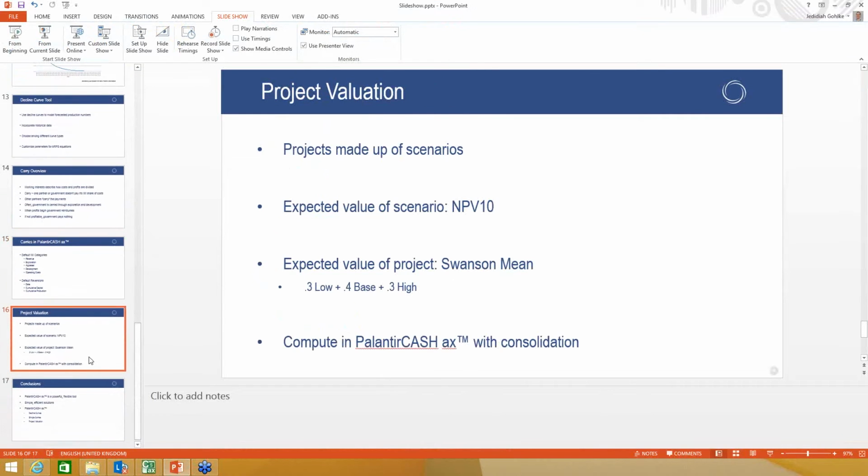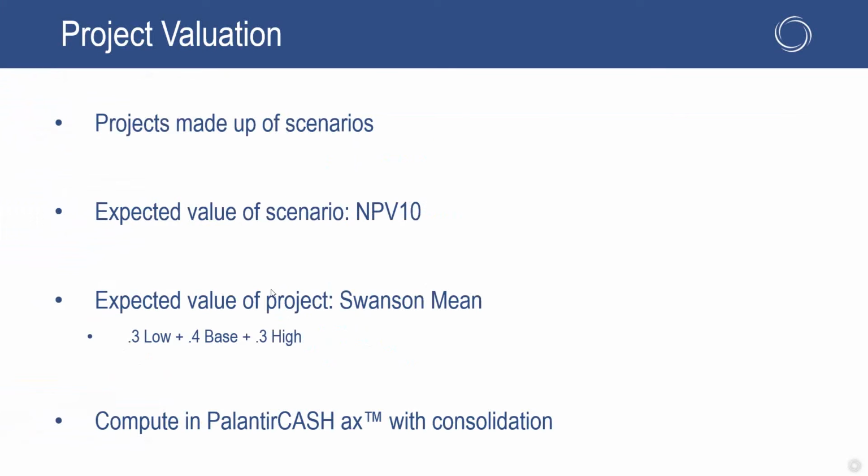So what I'll move to now is the last thing I wanted to talk about, which is project valuation. So as you've seen in Cash AX, we have a certain project which is made up of multiple scenarios. In the case that I showed you earlier, I called it P10, P50, P90, and a dry hole. So for each of those scenarios, you can consider the expected value of a scenario, the NPV10, which is effectively the discounted after-tax cash flow with a discount rate of 10%.